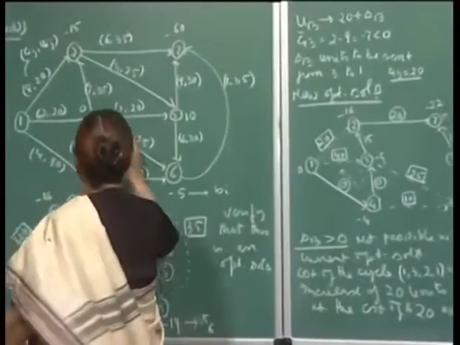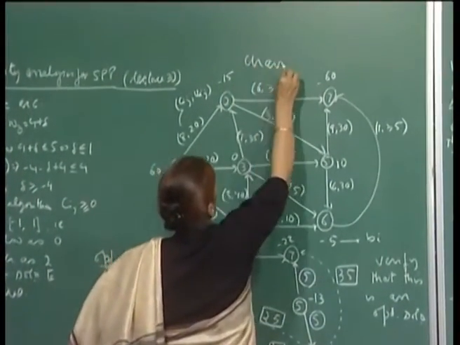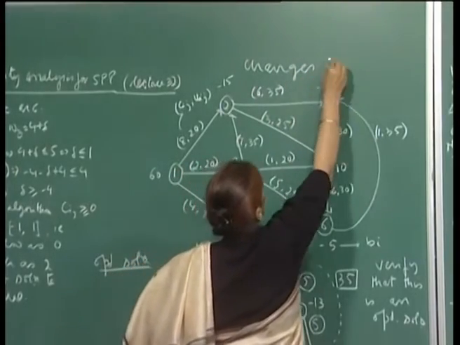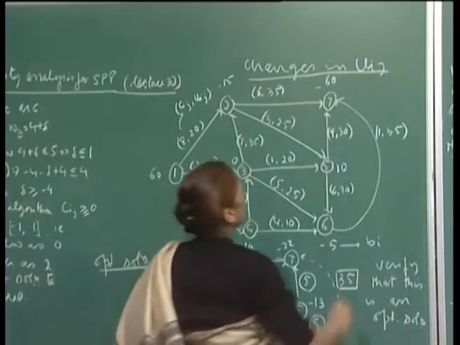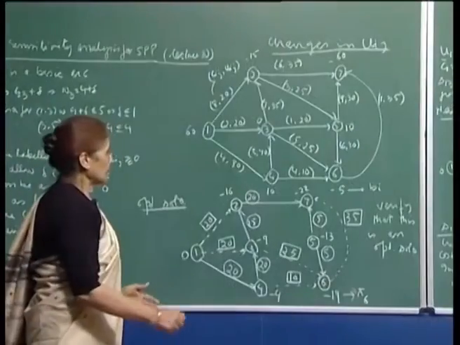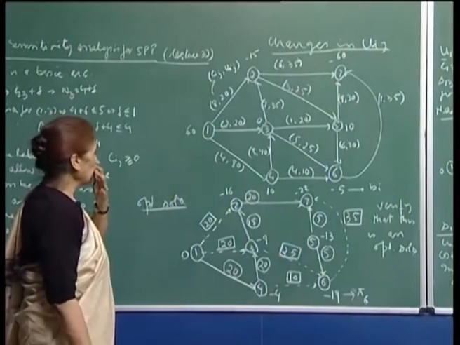So, let us continue with the sensitivity analysis for min cost flow problems. I am considering the min cost flow, and we are considering changes in the u_ij's, that means in the capacities. Through the examples, I will try to explain, and hopefully it should become clear.